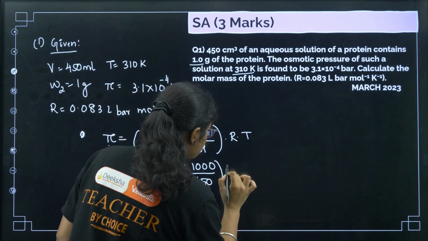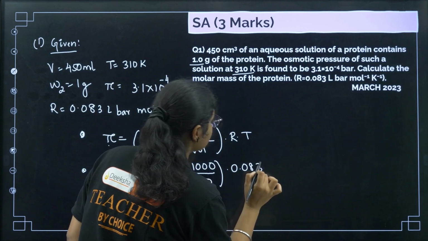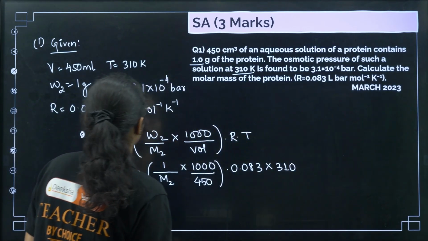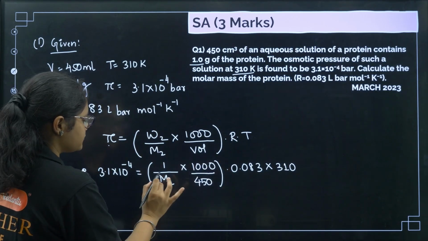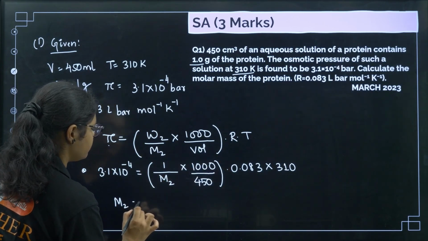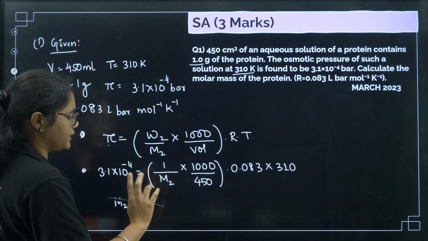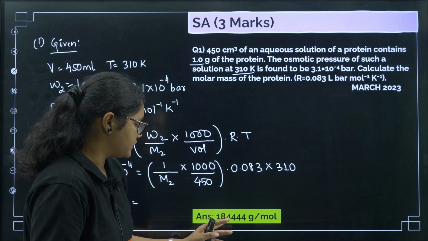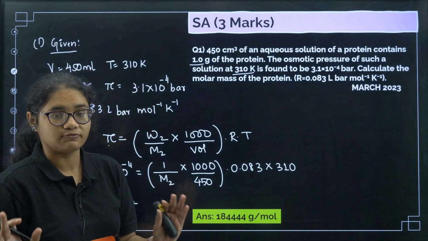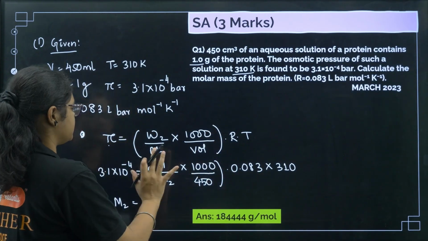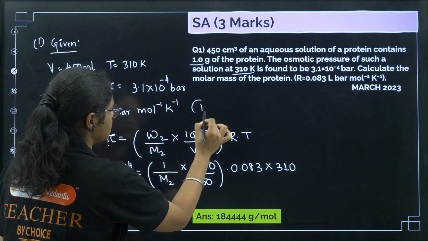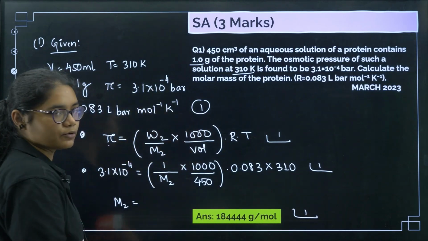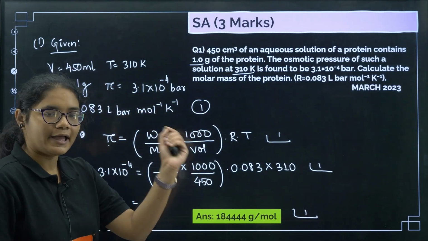Okay, R is 0.083, right, 0.083. Then temperature is 310 Kelvin. Okay, so now once you solve this, we can calculate the value of M2 from here. Just put it in the calculator, all the values correctly, and then you will be getting answer as something around 1,84,444 gram per mole. Okay, just check the calculation, but this should be your step number 1. This will carry you 1 mark, this will carry you 1 mark, and this will carry you 1 mark. Okay, calculation, just put in the calculator correctly and solve the question.